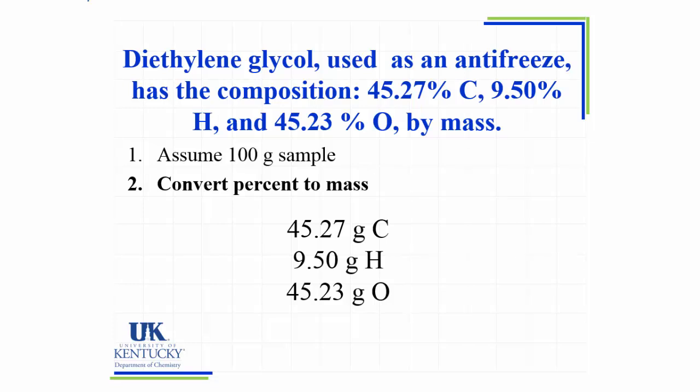Now, if we do this for all elements, what we see is that we get 45.27 grams of carbon, 9.50 grams of hydrogen, and 45.23 grams of oxygen. So now we have the masses of each of our elements. Now we need to convert to moles.